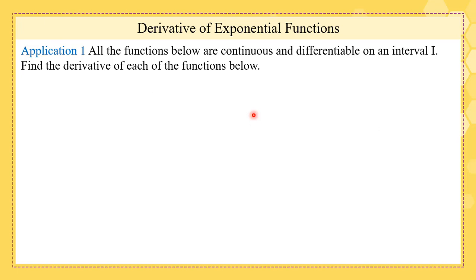Here we need to find the derivative of each of the functions below. Try to do it alone. Well, if we want to derive, the derivative of e^x is e^x, the derivative of e to the minus x is minus e to the minus x, and multiplied by this negative sign it becomes positive.